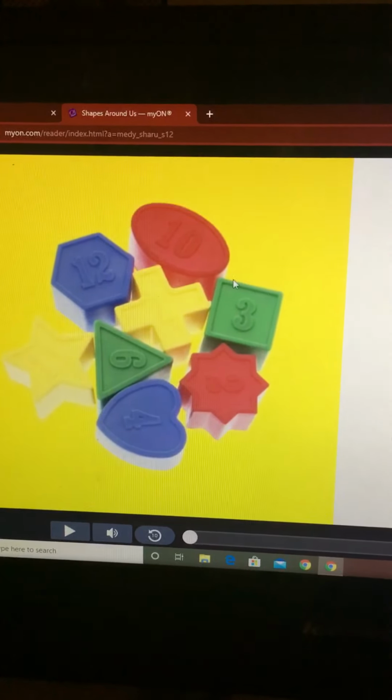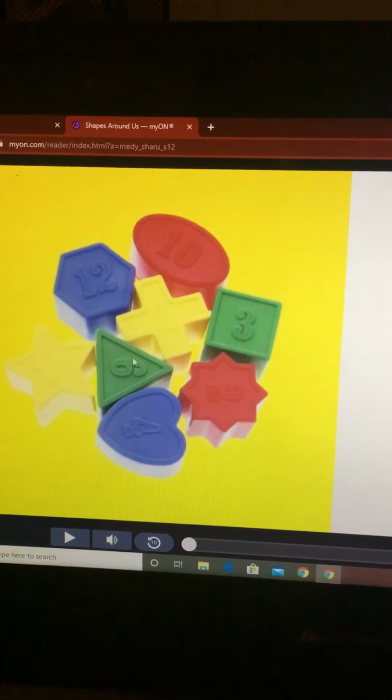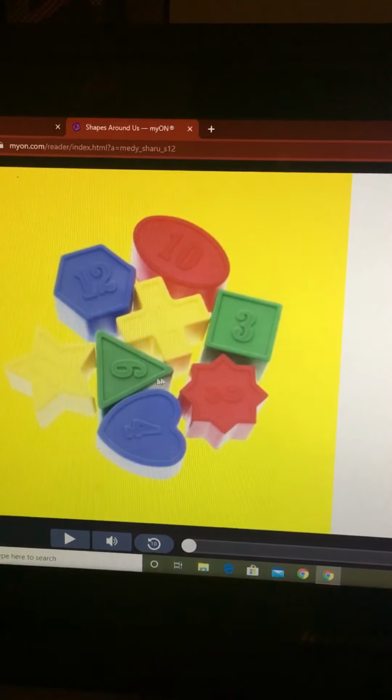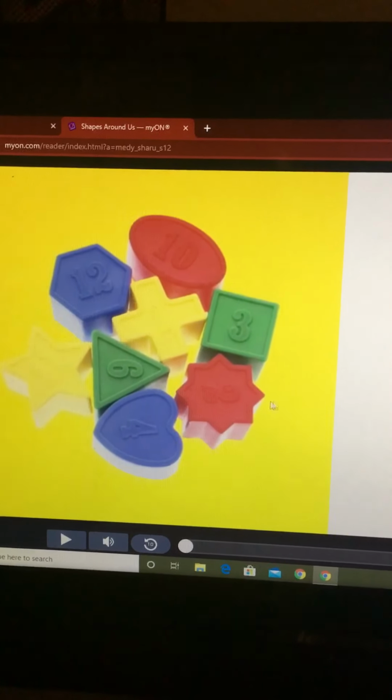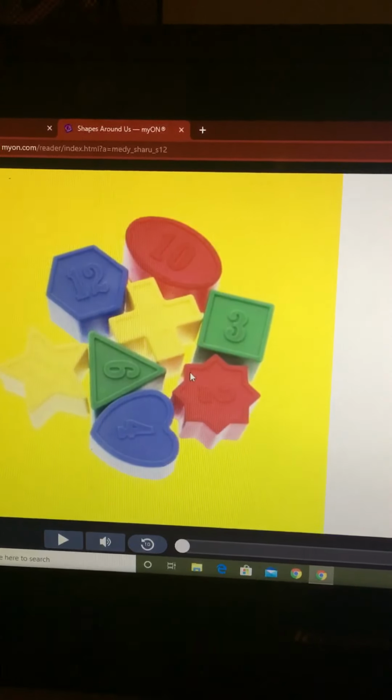This one, 1, 2, 3, 4, 5, 6, I believe is a hexagon. And this is a plus sign, and this is a triangle. Remember, we counted the sides. 1, 2, 3. This one we counted also. 1, 2, 3, 4. This star has how many points? Let's see. This is a different one. Has more points. 1, 2, 3, 4, 5, 6, 7, 8. 8.